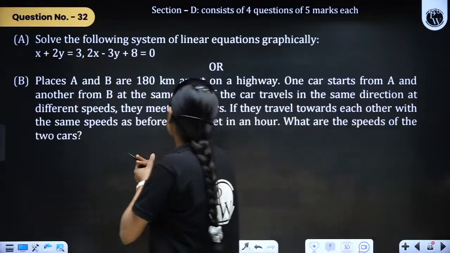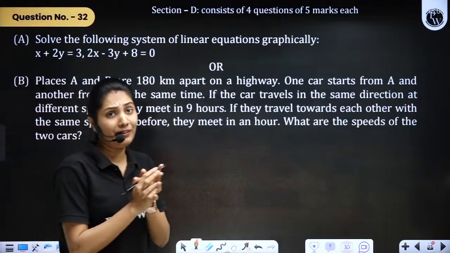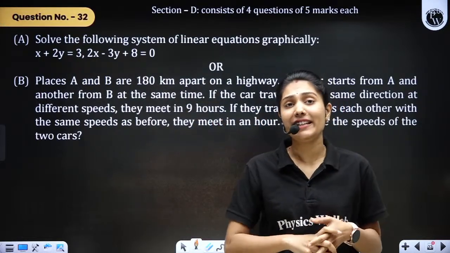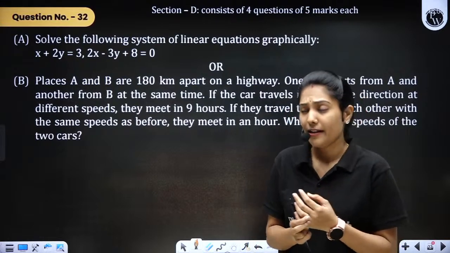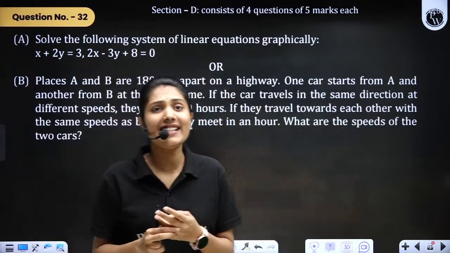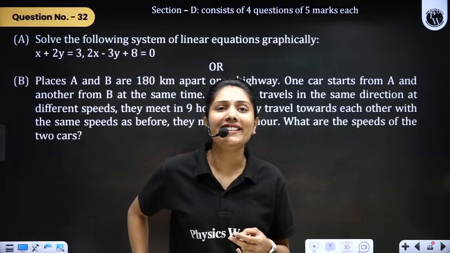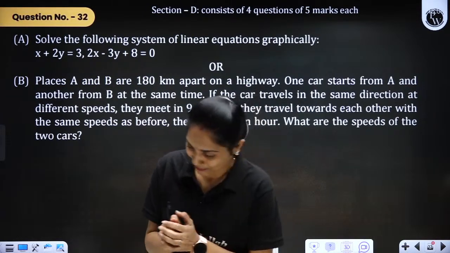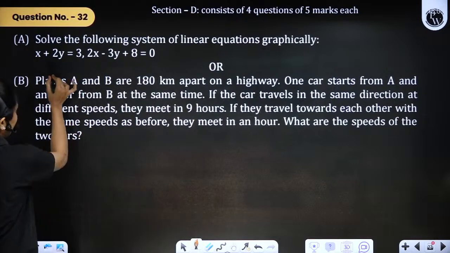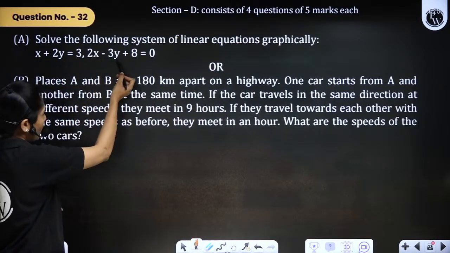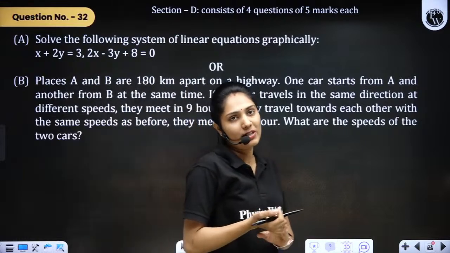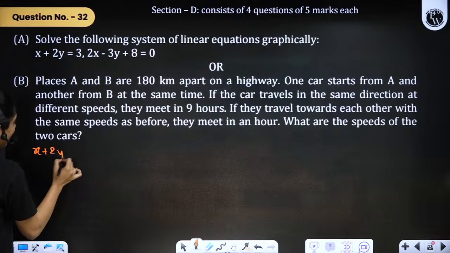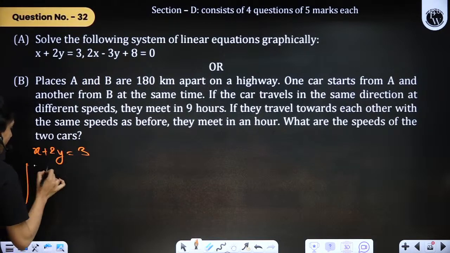Next is solve the following system of linear equations graphically. Whenever we have to solve any system of linear equations using graphical methods, firstly we need to consider the coordinates. So the first equation is x plus 2y equals 3, and the second equation is x minus 3y plus 8 equals 0. For x plus 2y equals 3, let's just take the coordinates, beta.